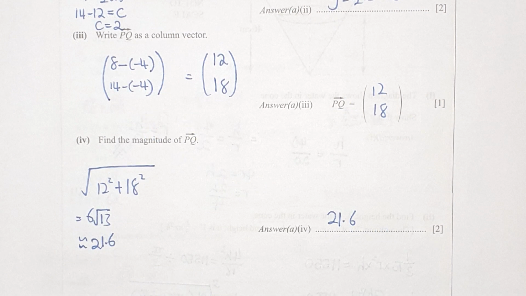So write PQ as a column vector. From P shift to Q, it will be moving to the right-hand side by 12 columns, and from -4 to reach 14, it will actually be going up by 18 steps. Hence it is 12 over 18.